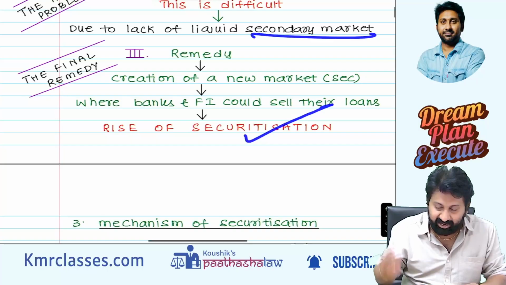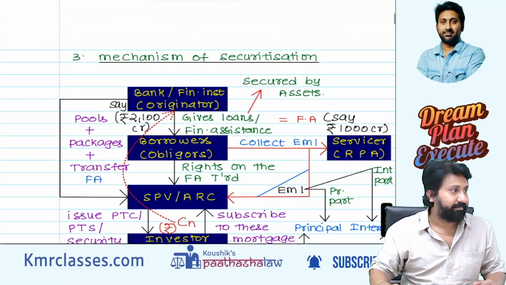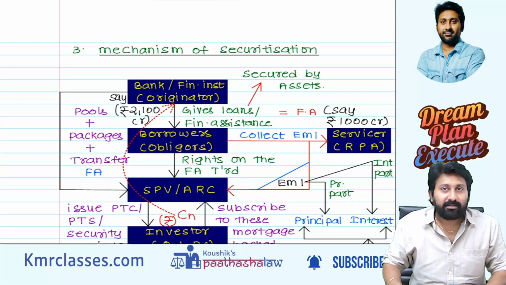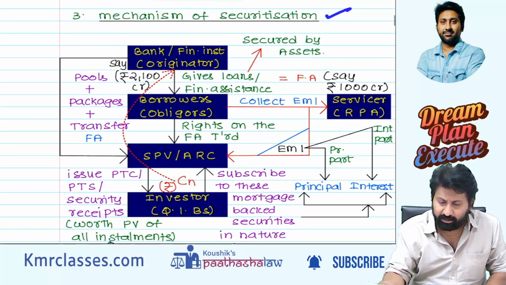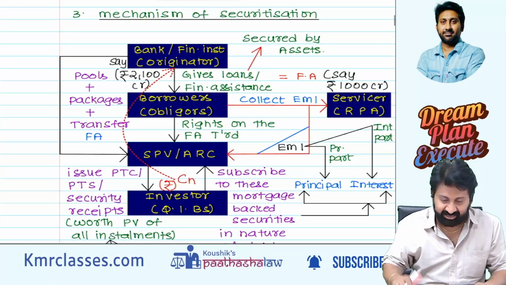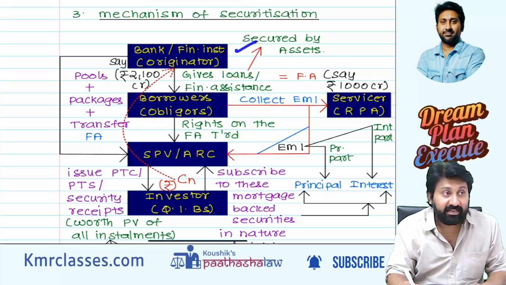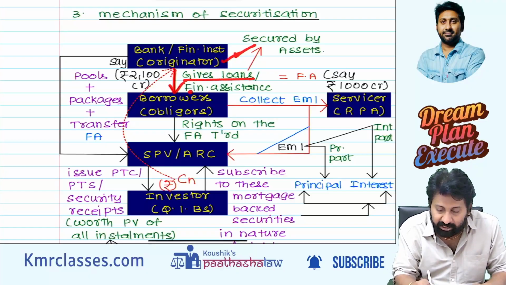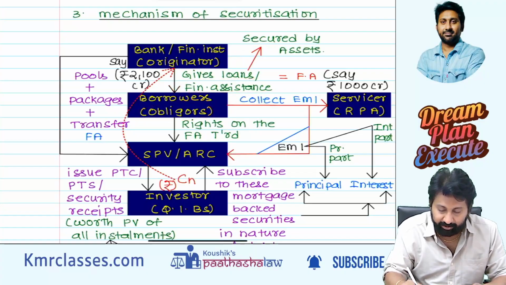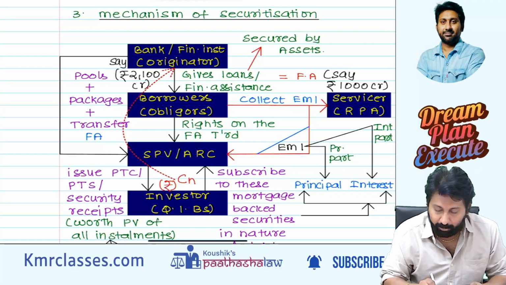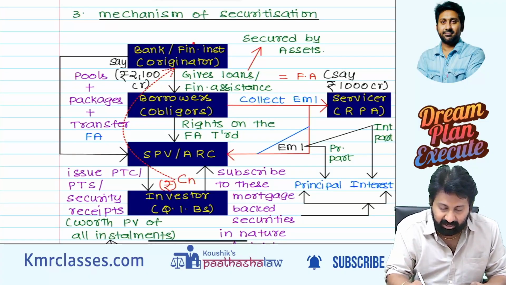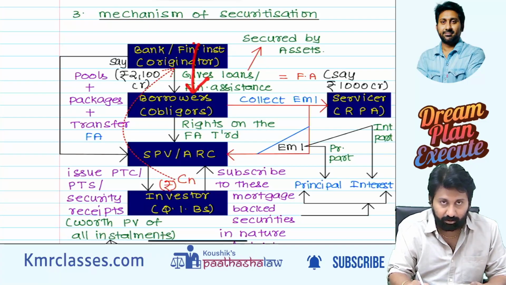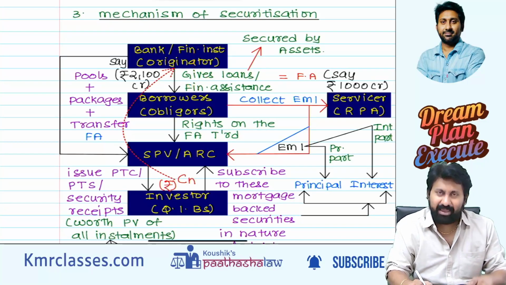That secondary market, securitization, rose in India. See what will happen. Mechanism of debt securitization. Okay, listen. See the sequence properly. A bank or financial institution, also called the originator, gives loans or financial assistance to the borrowers, also called the obligor. Okay, now what will happen? The bank will give loans to borrowers.